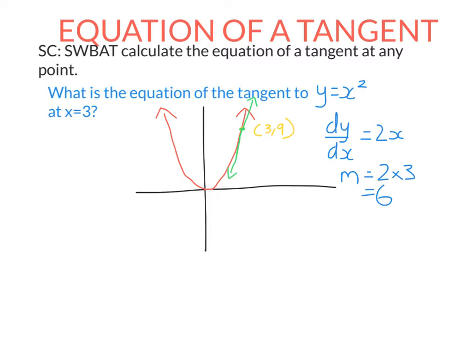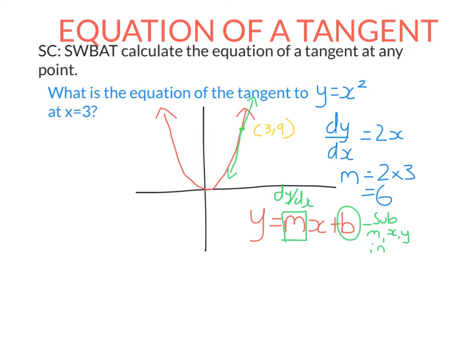So the equation of any line can be written as y equals mx plus b. All you need to do is find m, which we do from the gradient, dy/dx, that gives us the gradient, and then we find b. The way that we find b is by substituting m from the gradient, and x and y from the point it goes through, into this equation, y equals mx plus b.